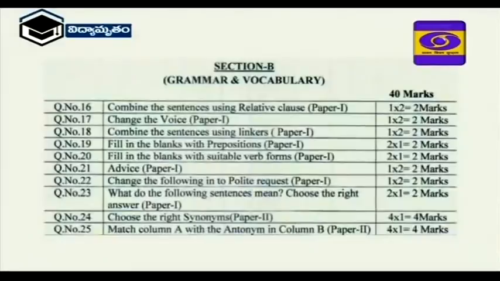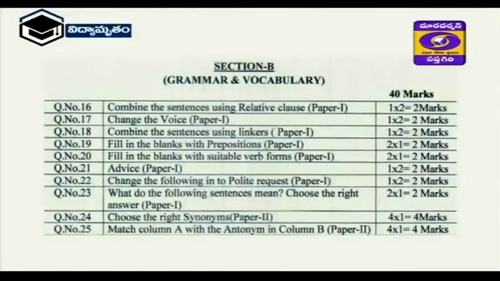Question number 17 is for changing the voice. You will be given a sentence and you have to change its voice. It is again for 2 marks. Question number 18 is combine the sentences using linkers, again for 2 marks. Question number 19, fill in the blanks with prepositions. Here you will be given 2 things to answer and each carries 1 mark, thereby it becomes 2 marks. Question number 20, fill in the blanks with suitable verb forms. You will be given 2 blanks, you have to fill them with the verb forms given in the brackets, and you can score 2 marks again here.